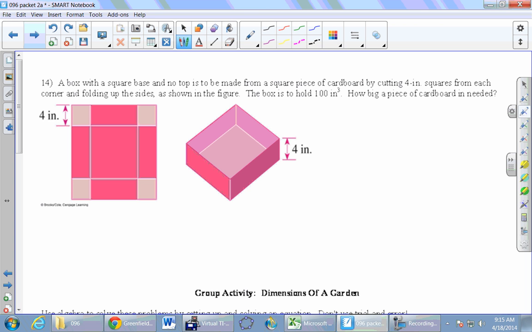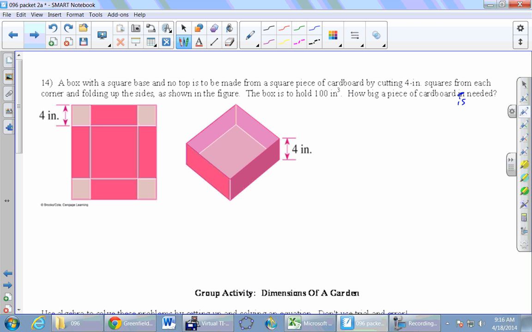Go even farther past that. The size of the original piece of cardboard. It says how big a piece of cardboard is needed. Okay, what does that mean? Well, I guess it means that we're taking this square piece of cardboard and we're trying to figure out how long and how wide it's supposed to be, but it's square, so it's the same number.